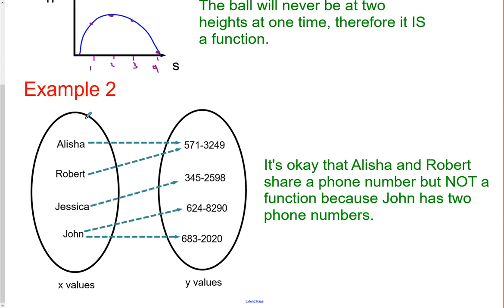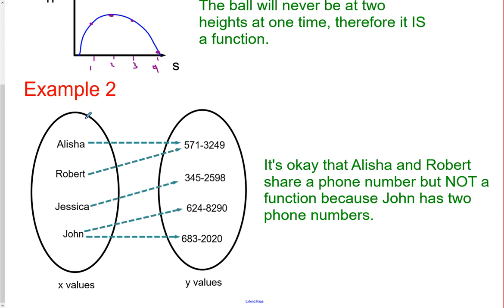But for John, he's got 2 numbers. So that means for our input of John, we get an output of 2 different values, so that's not a function. Now, usually we do this with numbers, right? We'd have numbers in the left bubble, and that would be our x values, our input values. And we'd have y numbers in our right column, and those would be our output values.